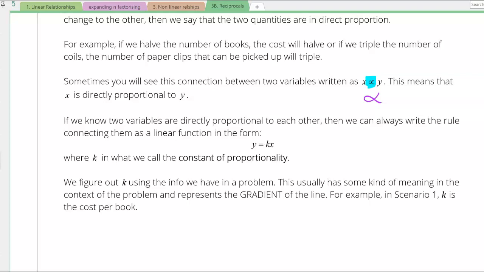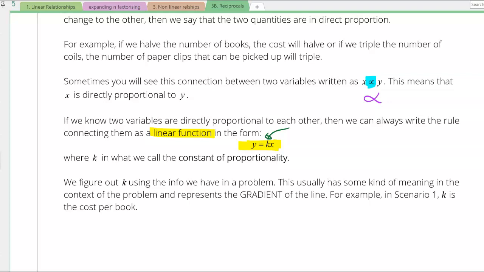And so what we can take from that is that there is some direct linear connection between the two variables. When we see something is directly proportional to the other, there is a linear connection. And that linear connection has this form: y equals k times x. And it's that k value that we are often interested in. What might that k value be?